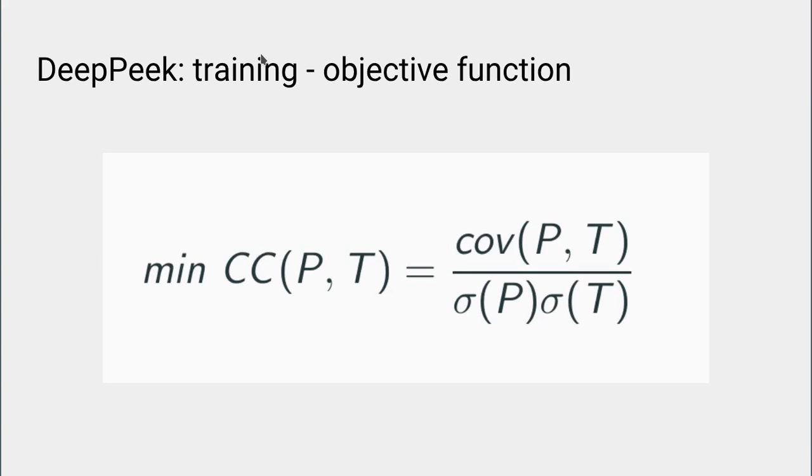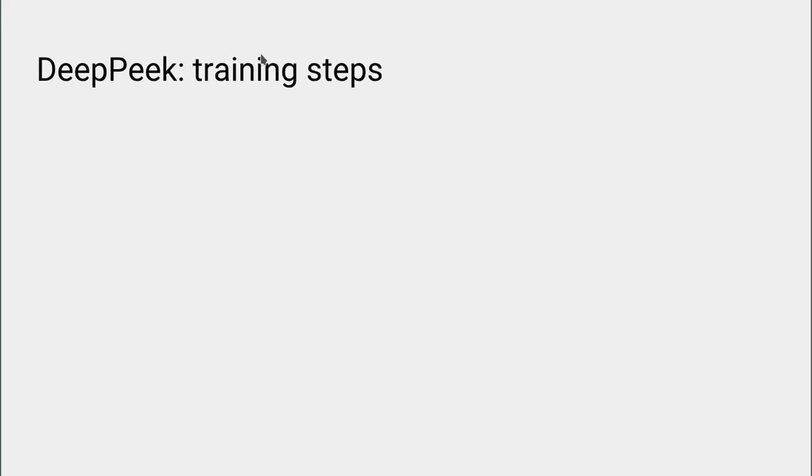The objective function to be minimized during training is the correlation coefficient between the predicted map P and the ground truth map T. The correlation coefficient is given by the covariance of P and T divided by the standard deviations of P and T. This metric is reasonably balanced when penalizing the predictions for false positives and false negatives. It also does not force the network to produce values in a specific range. This is not necessary, since the image can simply be normalized between 0 and 1.